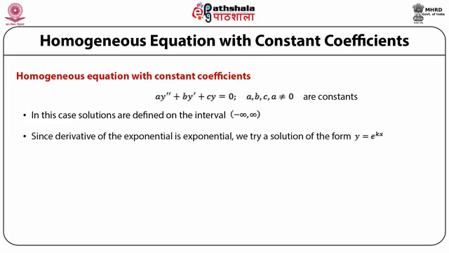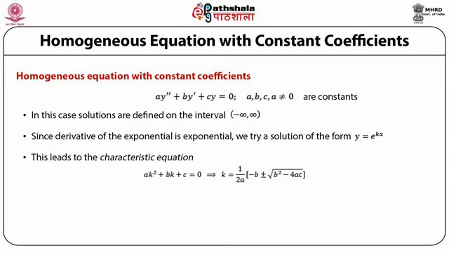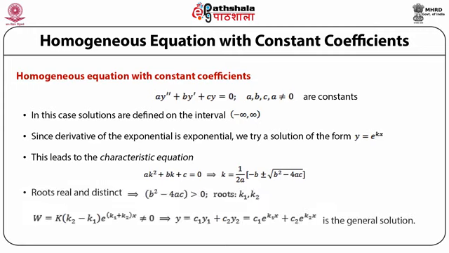Since the derivative of the exponential function is the exponential function itself, we try a solution of the form y is equal to e raised to the power kx. Substituting this proposed solution in the above equation, we obtain the characteristic equation as a times k squared plus b times k plus c equals 0. This gives k is equal to 1/(2a) multiplied by minus b plus or minus the square root of b squared minus 4ac.